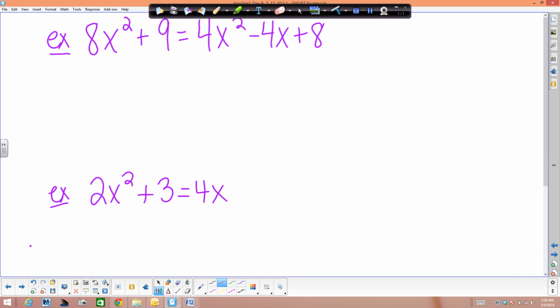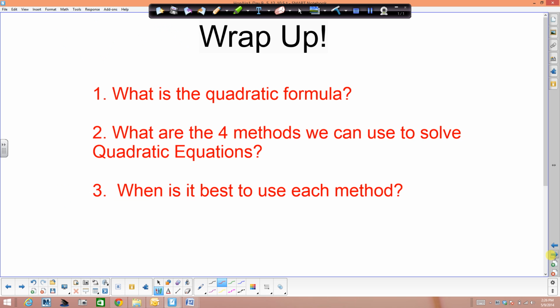Alright, so these last 2 examples, I want you to work out and compare your answers with each other, and we will go over them in class tomorrow. So I also want you to answer these wrap-up questions. So what is the quadratic formula? Just write out exactly what it is right here. List the 4 methods we know to solve quadratic equations. And I want you to think about when it's best to use each method.